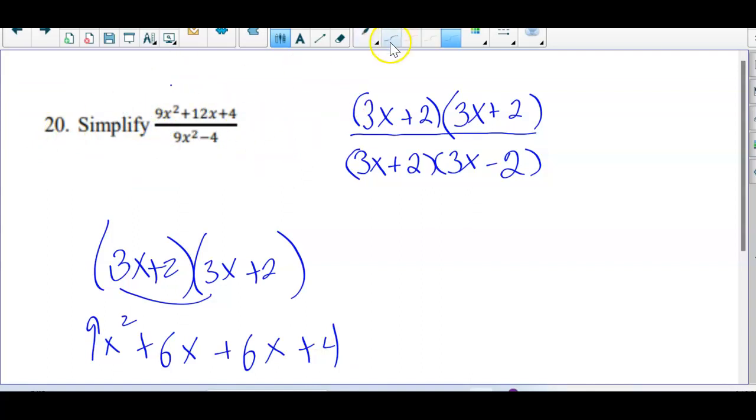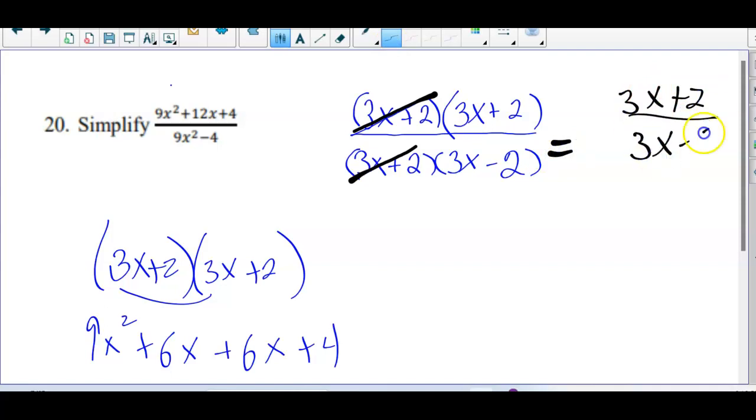And I had a feeling that since it asked to simplify, something was going to match, because when we want to simplify, we have to divide like factors. So I was going to change the color of this. So I'm going to divide off. Anything divided by itself is equal to 1. And my answer should be 3x plus 2 over 3x minus 2. And I can't do anything else. We can only divide factors. We learned that in module 8.